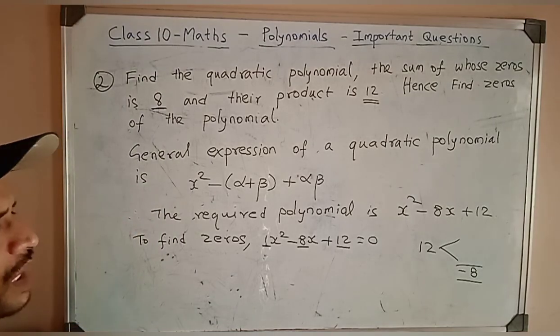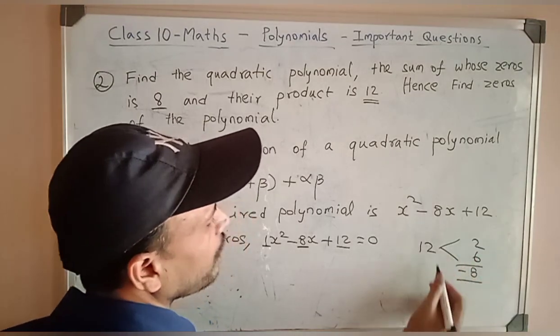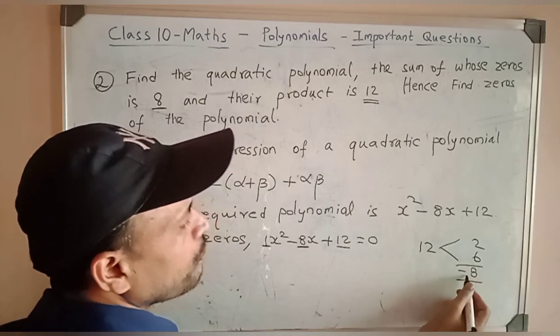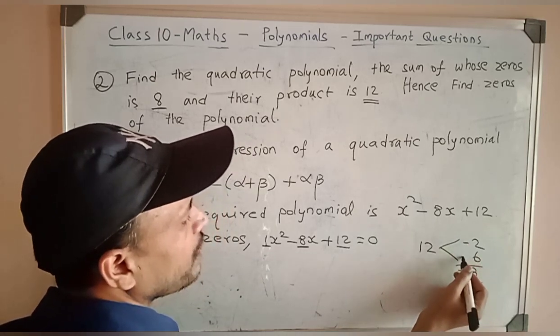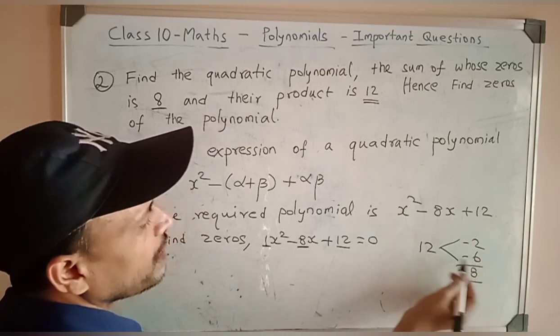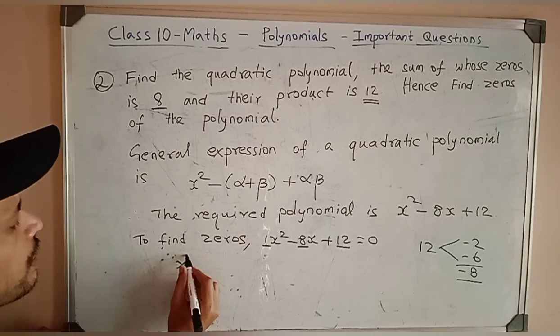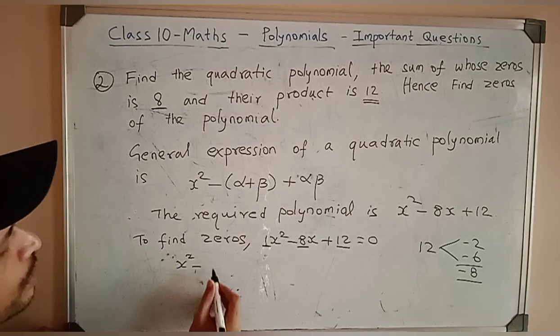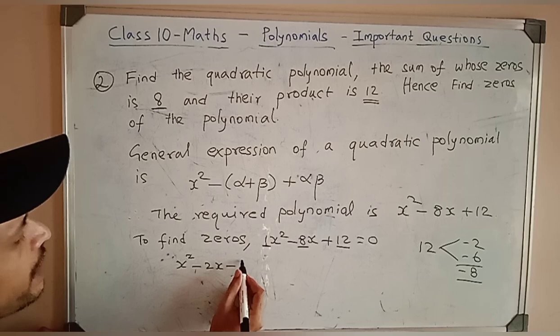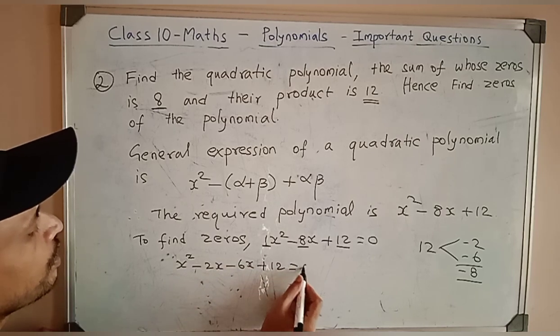So factors of 12 are 2 and 6. So we can write 2 into 6 is 12 and then the sum should be minus 8. So we can put a negative sign to both the numbers. Minus 2 minus 6 is minus 8. Minus 2 into minus 6 is plus 12. So we can write this x square minus 2x minus 6x plus 12 is equal to 0.